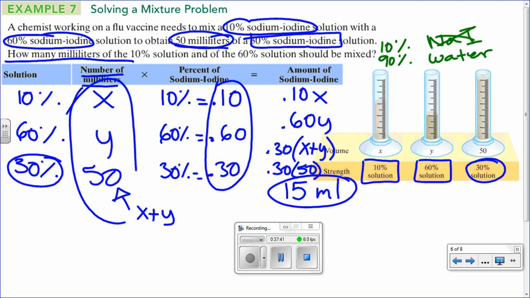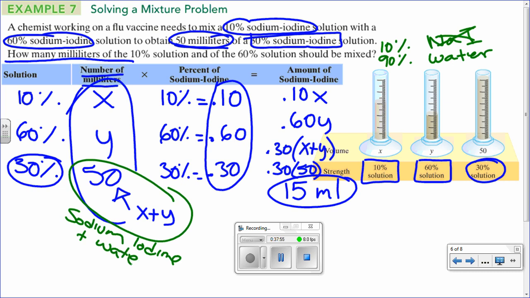Water, maybe saline water. Can I get your attention, please? Here we have sodium iodine plus water, combined is 50 milliliters. But this 15 milliliters, what is that going to be? Only sodium iodine, and it will have a concentration of 30%.